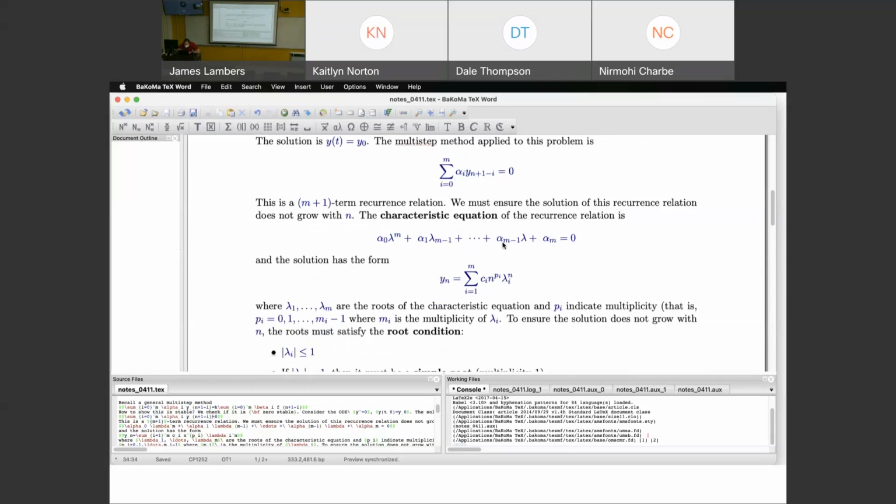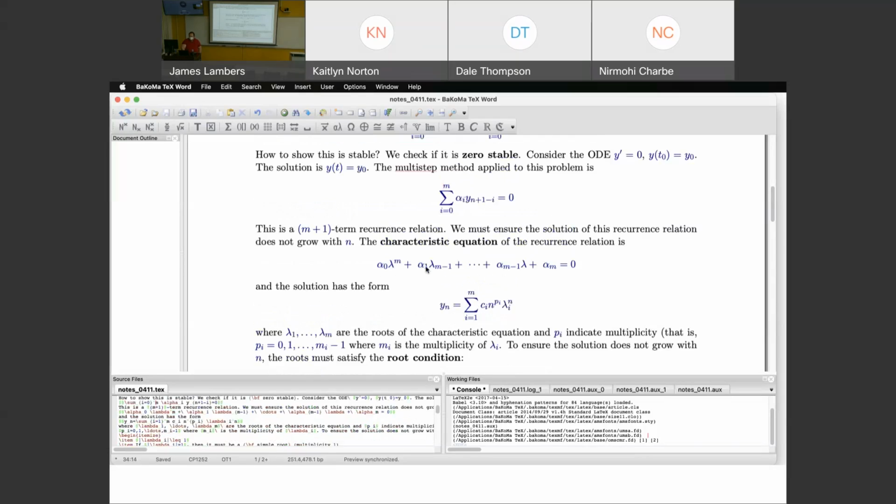Okay. So here's an example. With the Adams method, here's a characteristic equation, and this comes from the fact that for an Adams method, we always have y_{n+1} minus y_n equals whatever the right-hand side is. So in this case, when we're applying the ODE y' equals 0, this reduces to y_{n+1} minus y_n equals 0. In other words, alpha_0 is always equal to 1, alpha_1 is always equal to minus 1, all other alphas are equal to 0.